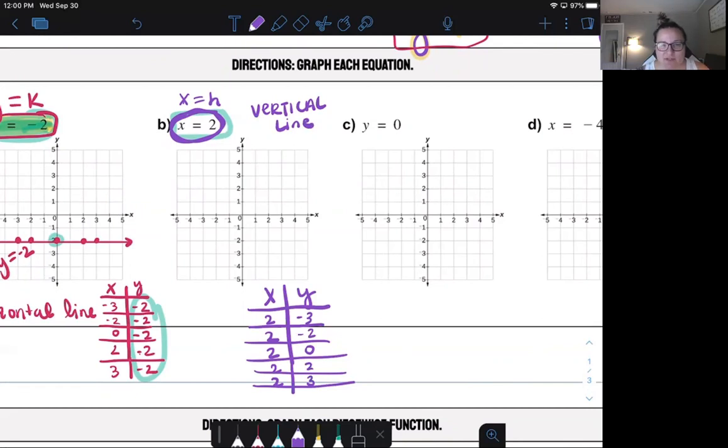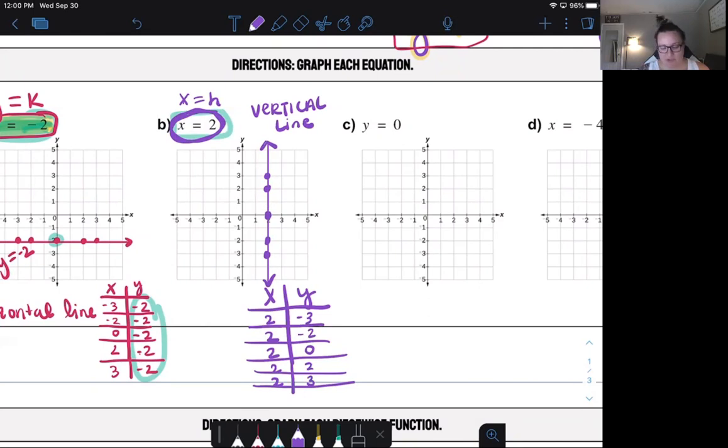Is x equals 2 a function? This isn't a function, right? How many different outputs does 2 have? Well, according to our table, 2 has a minimum of 5 outputs. But there's really infinite points on this line, so 2 would have an infinite amount of outputs. Definitely not a function. That's okay, we can still graph it. So let's graph 2, -3, 2, -2, 2, 0, 2, 2, and 2, 3. And you should notice that those points are creating a vertical line that goes up and down.